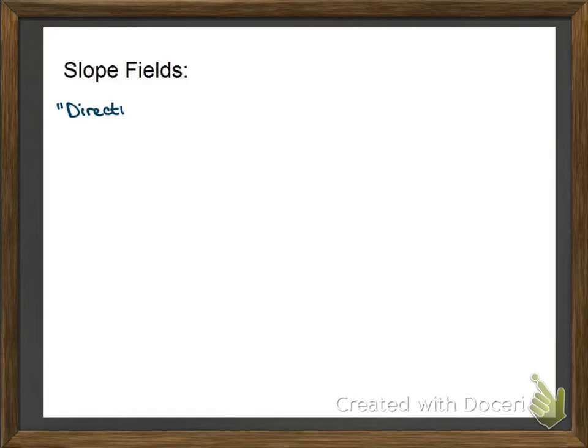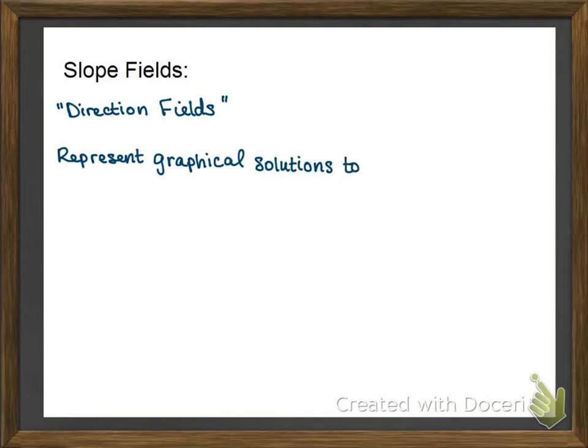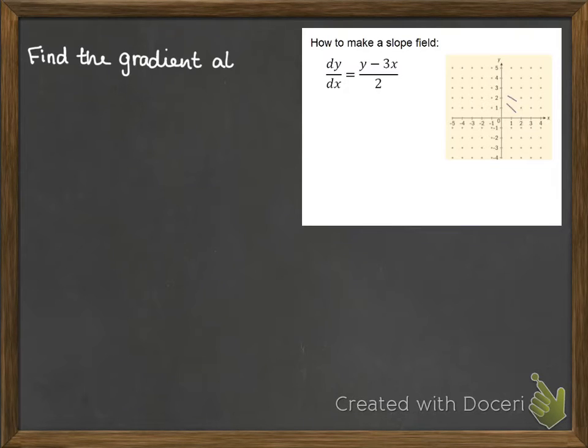Today we're going to be talking about slope fields. A slope field is also called a direction field, and it's a way to graphically represent solutions of differential equations. So sometimes when you can't actually differentiate them, you can use a slope field instead. So how do you make a slope field?